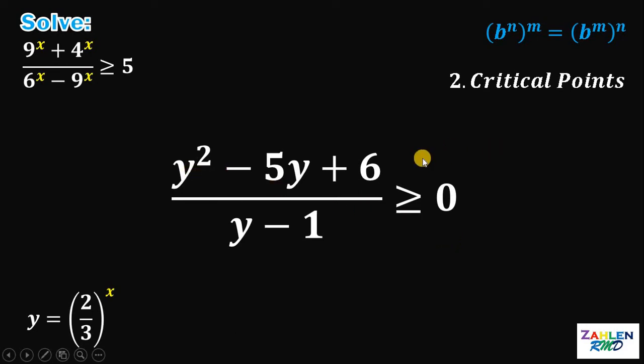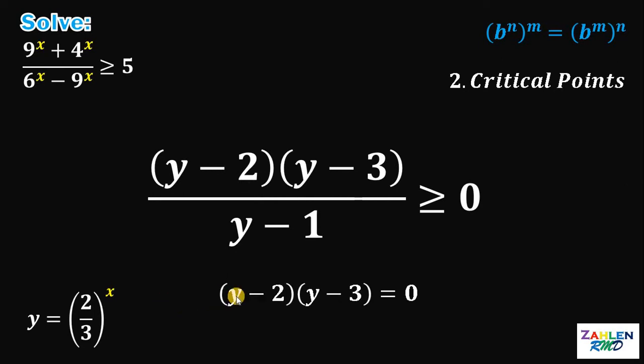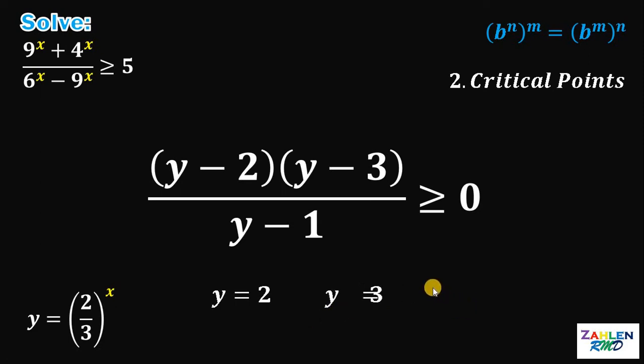Now let's start solving the critical points or the critical values of this inequality. The first thing to do is to try to factor the numerator or the denominator. The numerator y squared minus 5y plus 6 is factorable and it can be factored as y minus 2 multiplied by y minus 3. Then we equate this to 0. Since the product is equal to 0, at least one of the factors must be equal to 0. So we have y minus 2 equal to 0 or y minus 3 equal to 0. From y minus 2 equal to 0, we get y equals 2. And from y minus 3 equal to 0, we get y equals 3.